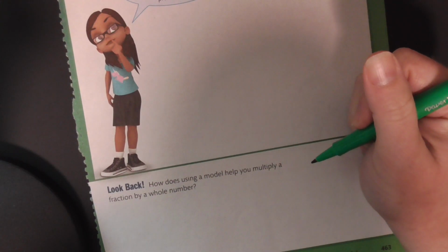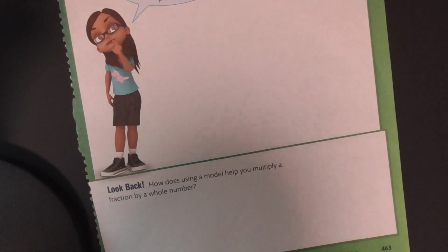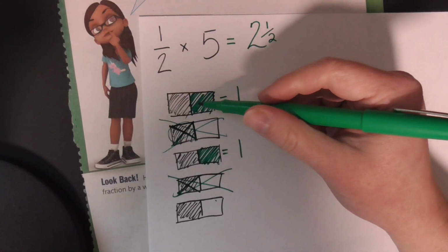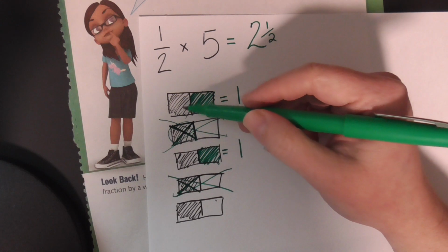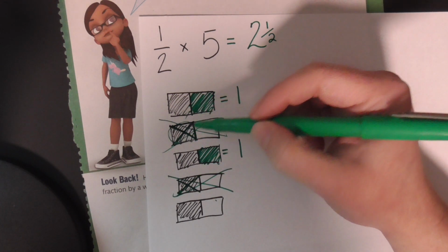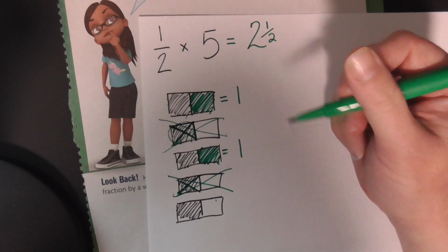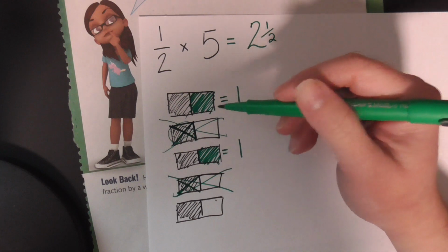So on the look back, how does using a model help you multiply a fraction by a whole number? It just kind of helps us because it gives us a visual and it shows us what portion of things we have so that we know we can take some and fill it in to make a whole. It's just a visual representation of what we already know with fractions.